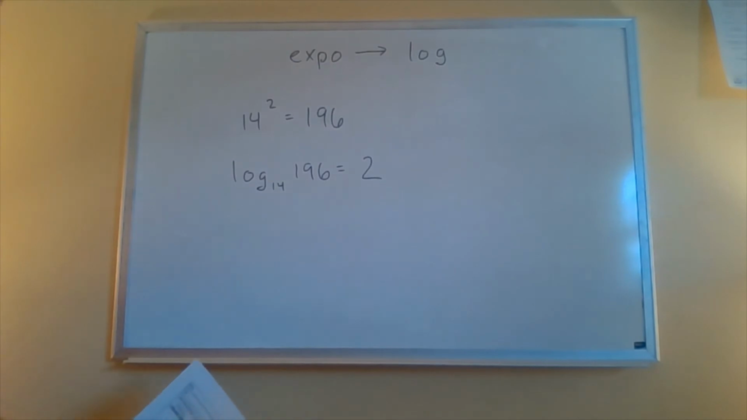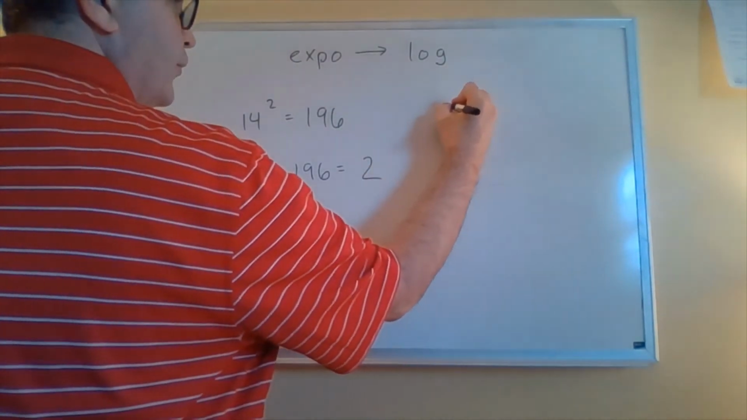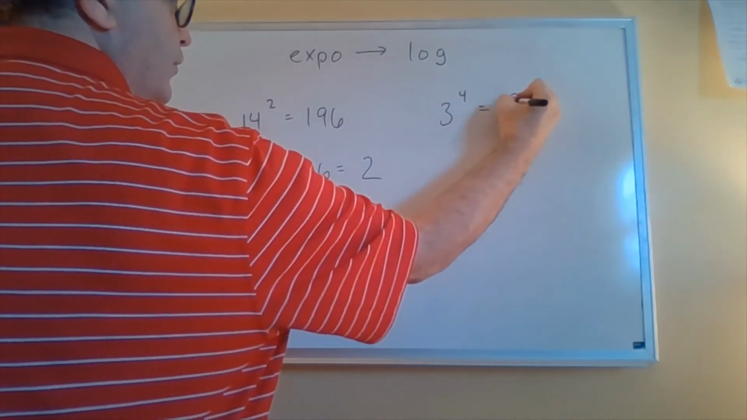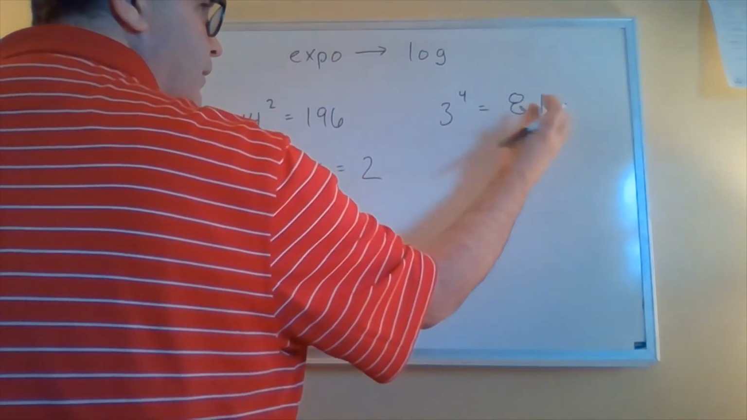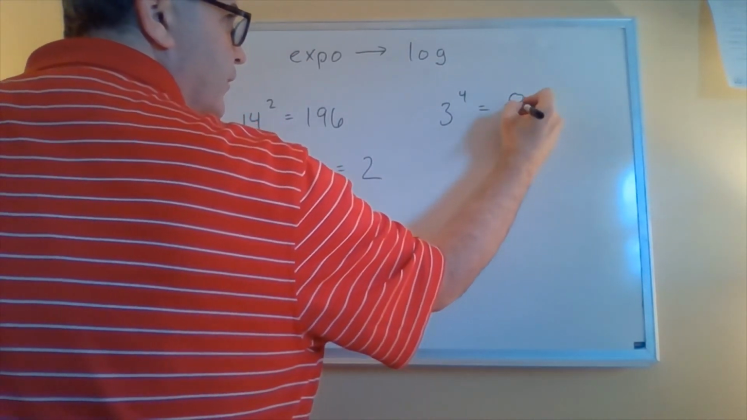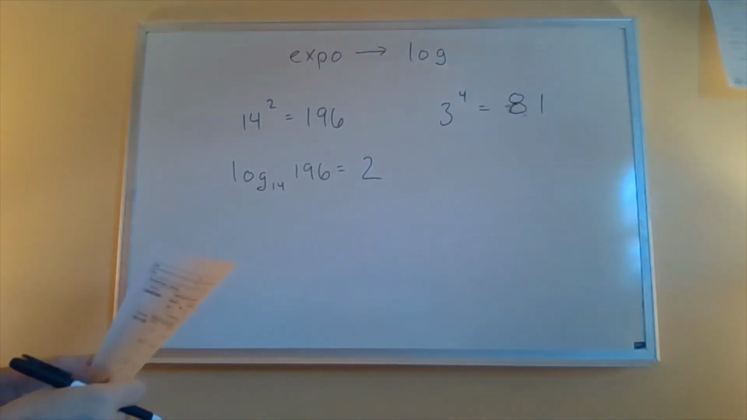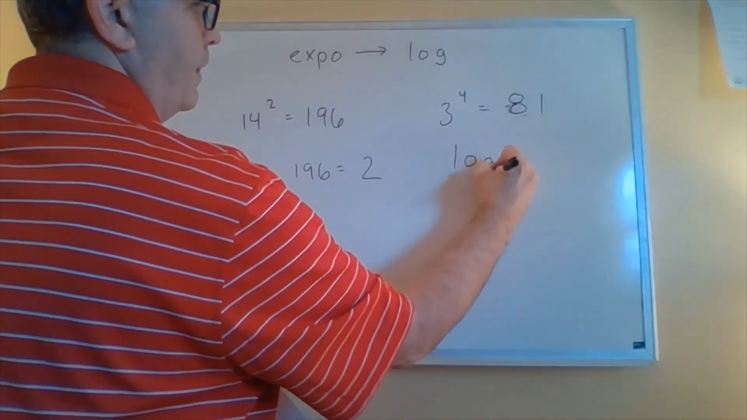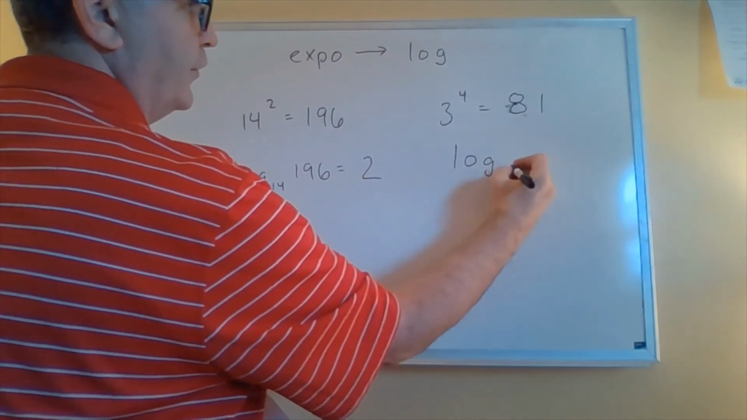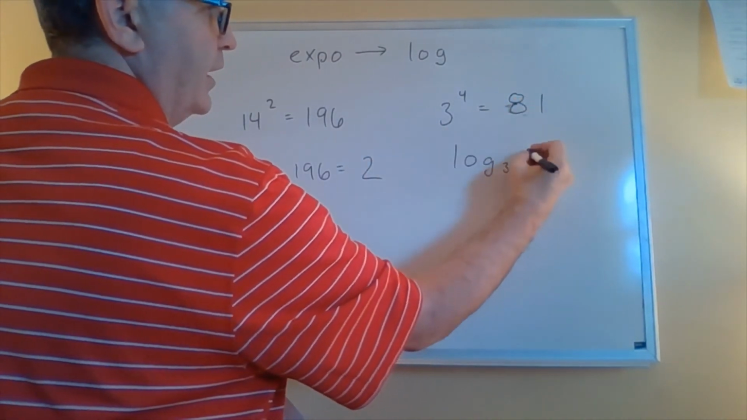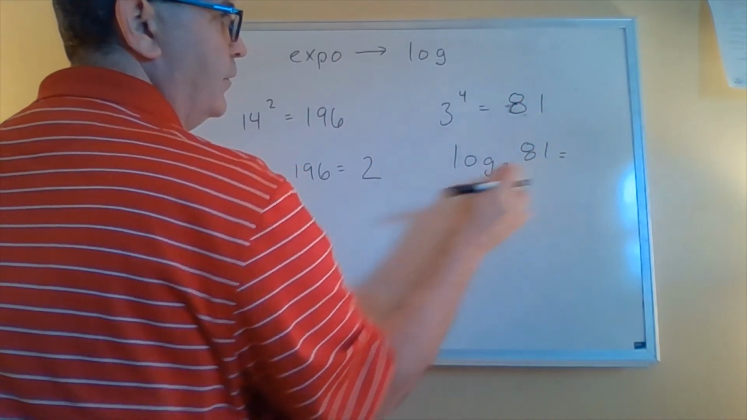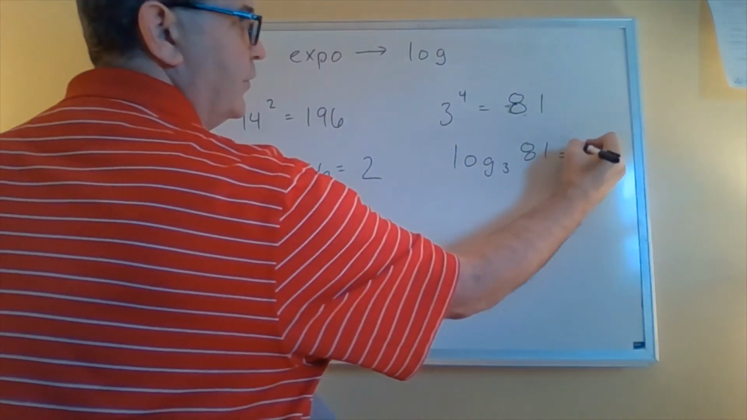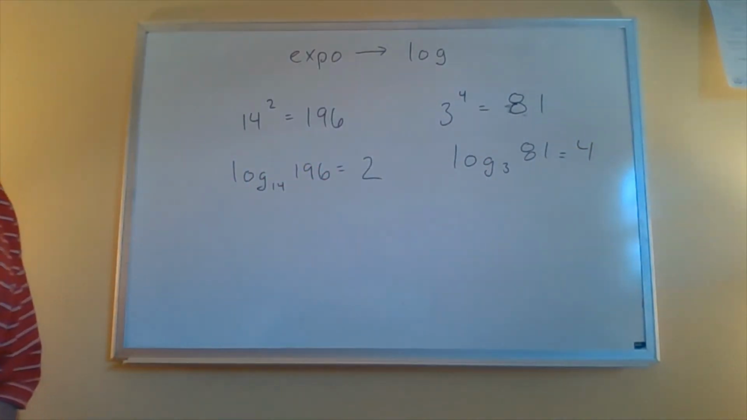Let's try another one here. I have 3 to the 4th equals 81. What's our base? Our base goes right here. Our base is 3. We'll take our constant over here, 81 equals, what's our exponent? Equals 4. So log base 3 of 81 equals 4.